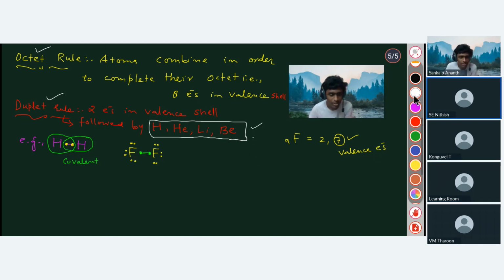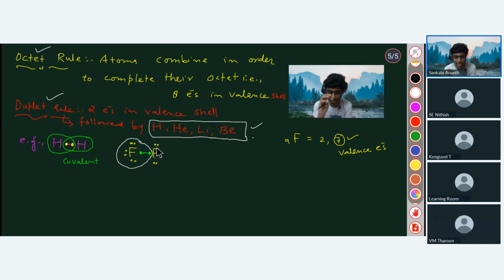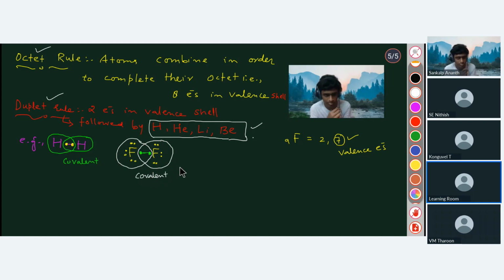No, it's not complete. Only when it is shared. When they mutually share, then the octet of both the fluorine atoms gets completed. So here it is not the duplet rule. Here it is also covalent bond formation, so it follows the octet rule.